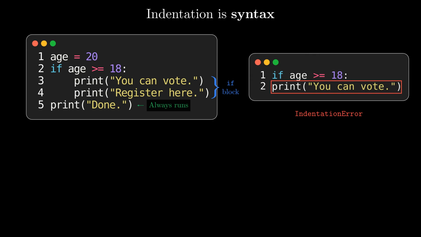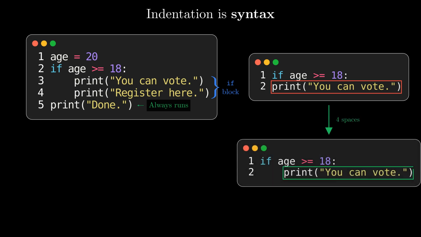Indenting a line under the wrong branch causes it to execute at the wrong time. Use 4 spaces per level consistently. The indentation defines the structure of your program.